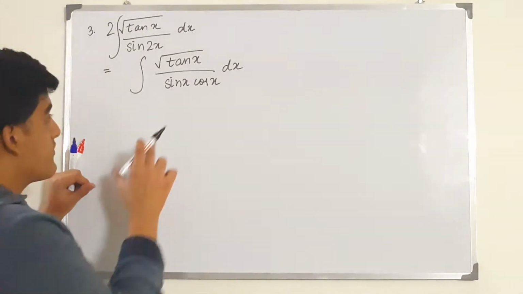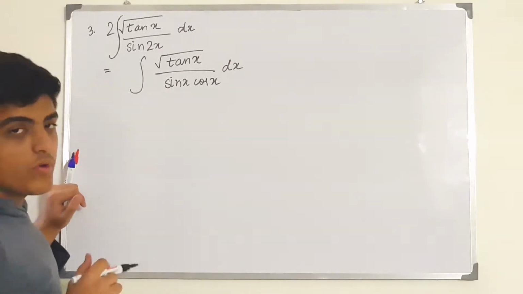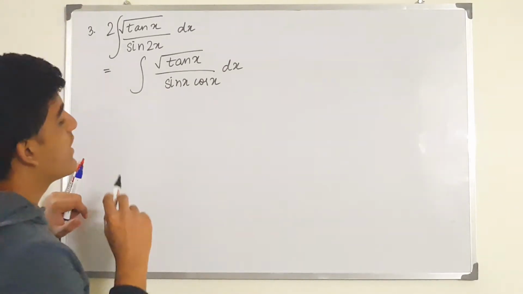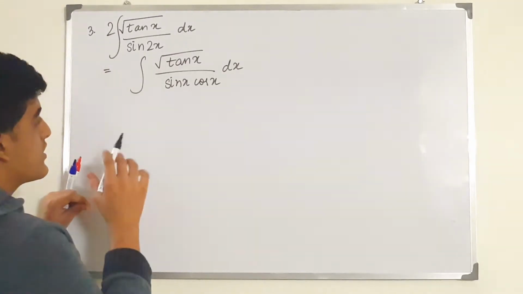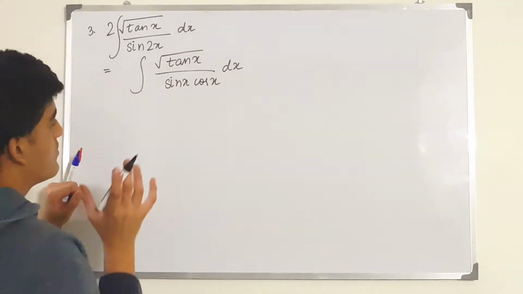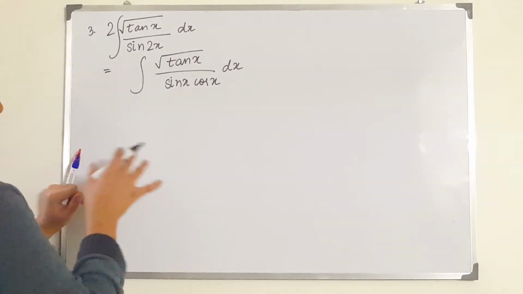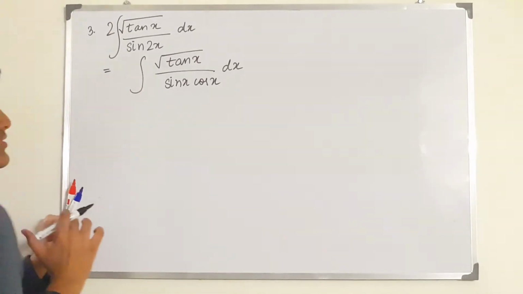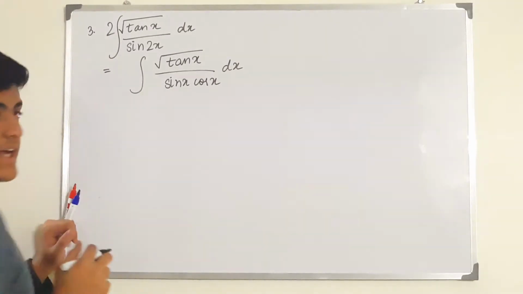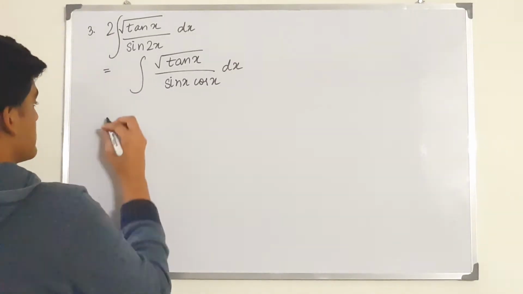In most cases, when we have a tan, what we should try to do is get a sec square in the same function, in the same integral, so that we can substitute and make our way out of the problem. And that's exactly what we're going to do in this sum as well.